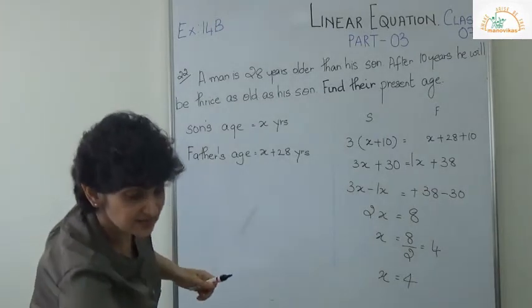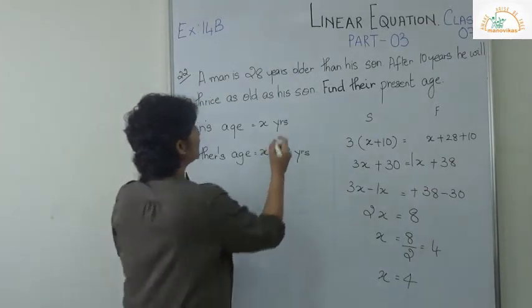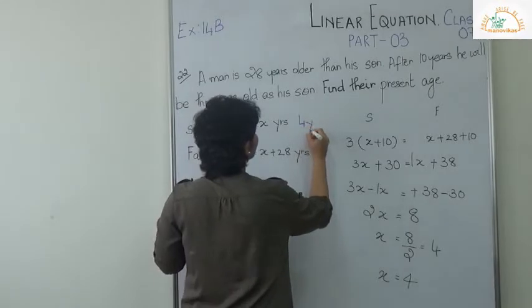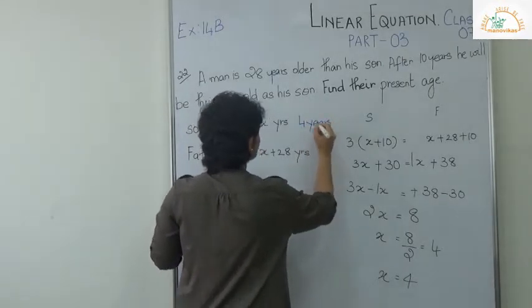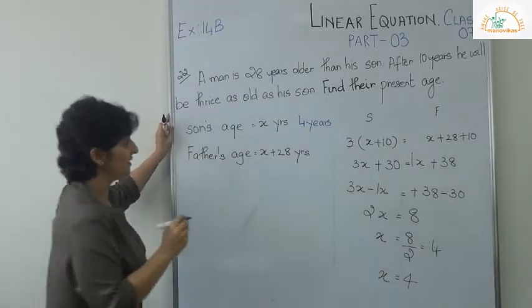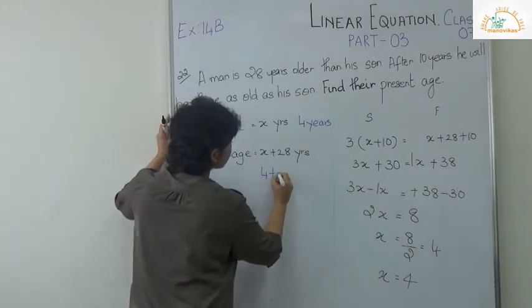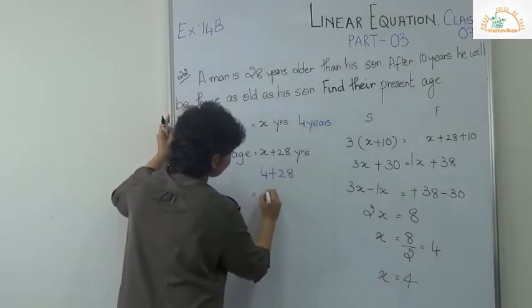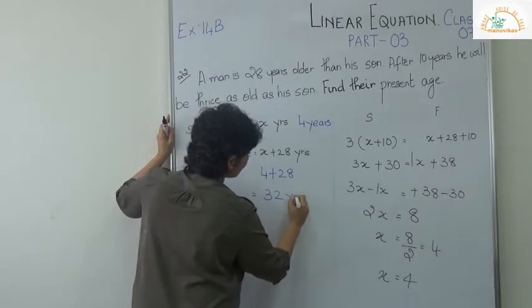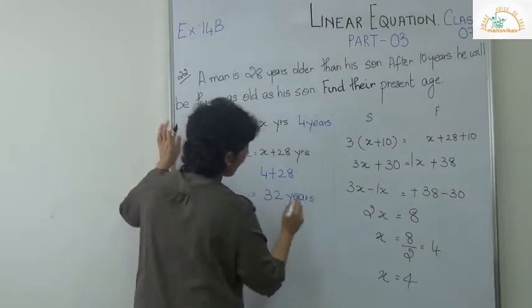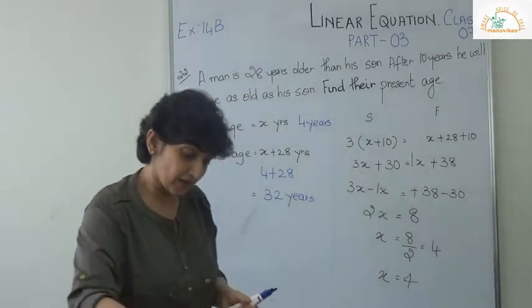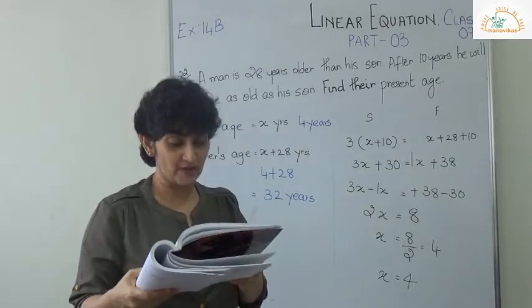So the son's age is 4 years. Correct, children? Because that is x. So how old will the father be? 4 plus 28, that is 32 years. I hope I am clear with this. Now, we will move on to the next question.